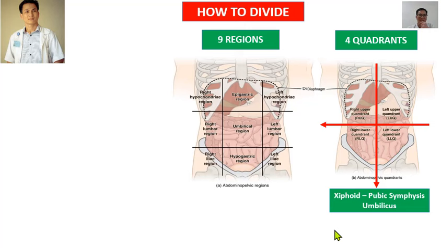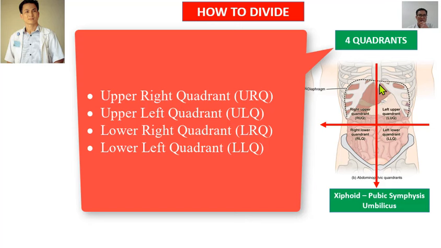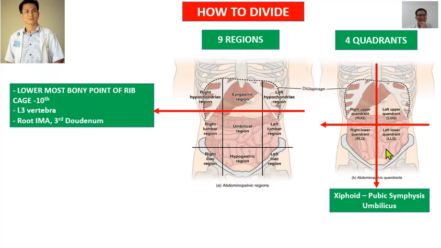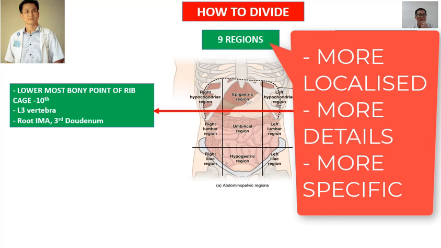So the quadrants include the upper right quadrant, upper left quadrant, the lower right quadrant, and the lower left quadrant. The second is dividing the abdomen into 9 regions. So this method provides a more detailed localization, useful for identifying specific lesions and the exact organs involved. The abdomen is divided by 4 lines.